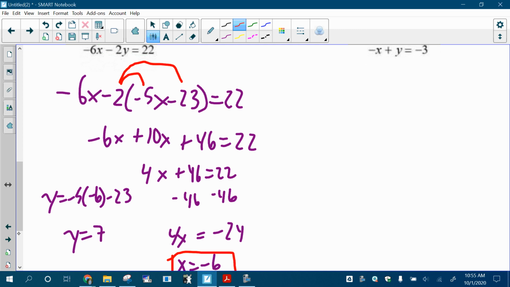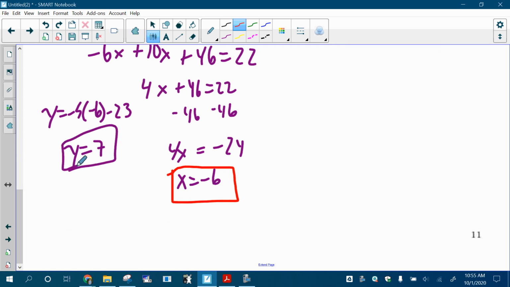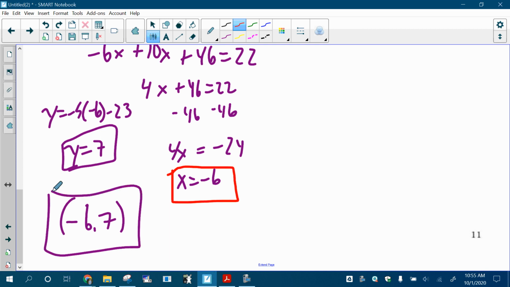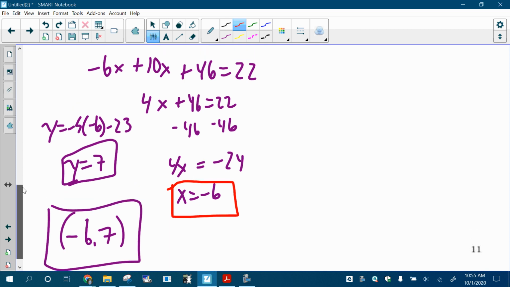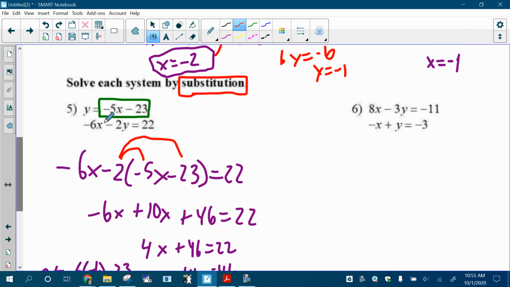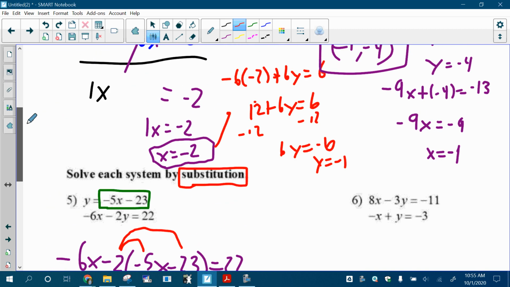Again, you can use your calculator to help you with this. Don't forget, at the end of the day, it's nice to write it as a single point. So your answer is -6, 7. Okay? You can always plug that in. If you plug in -6 for x, you should get out 7 for y. If you plug in -6 for x and 7 for y here, it should equal 22. Okay? All right, let's do one more substitution together here.